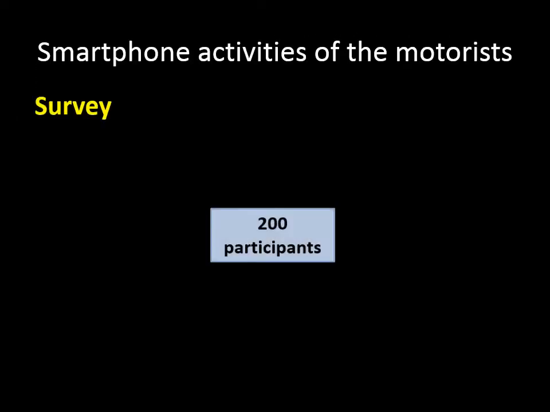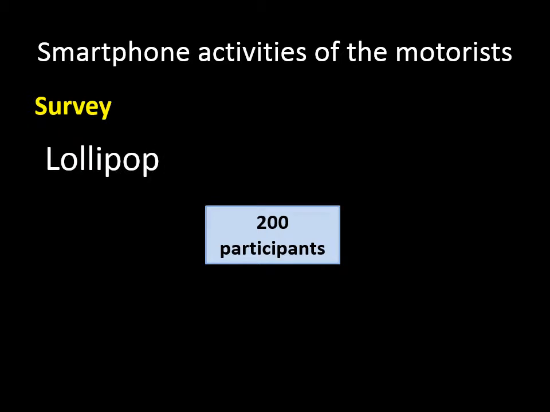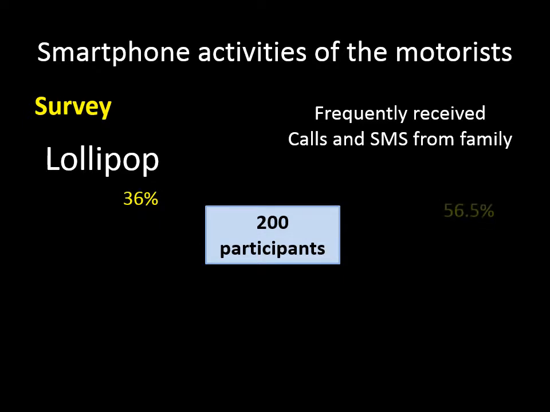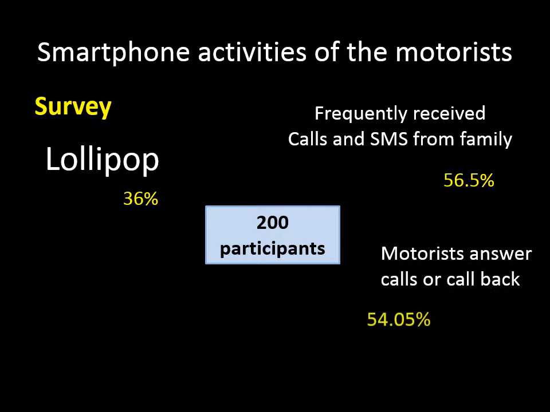In order to know the smartphone activities of the motorists while driving on the road, the researchers conducted a survey of 200 participants composed of public and private utility vehicles. Smartphones that operate on Android Lollipop dominated the smartphone operating system, at 36% of the motorists. Family members top the contacts from whom motorists frequently receive calls, garnering 56.5%, and the same contact attains the same percentage, 56.5%, for frequently received SMS.